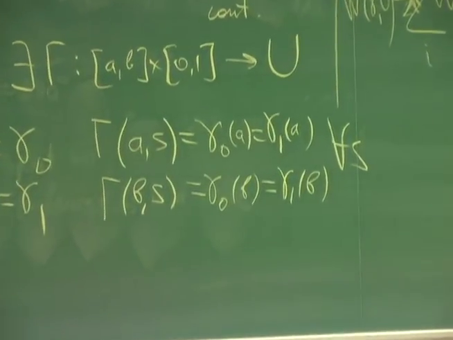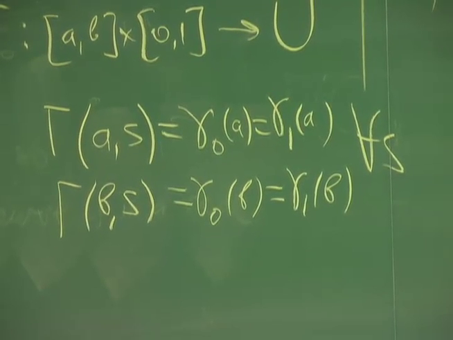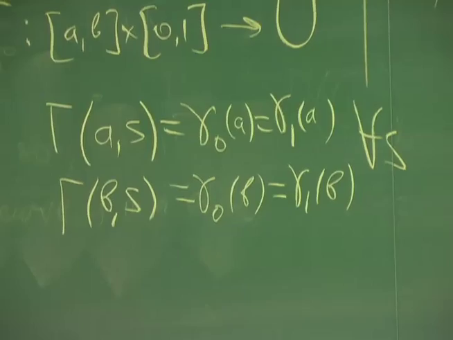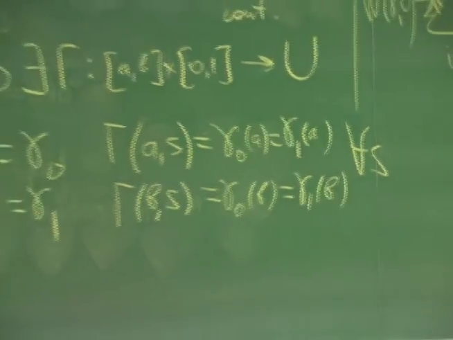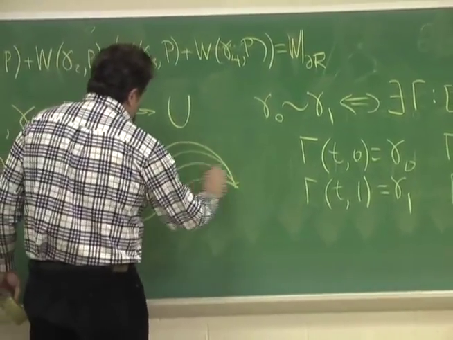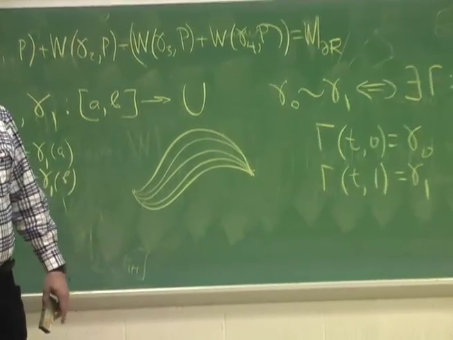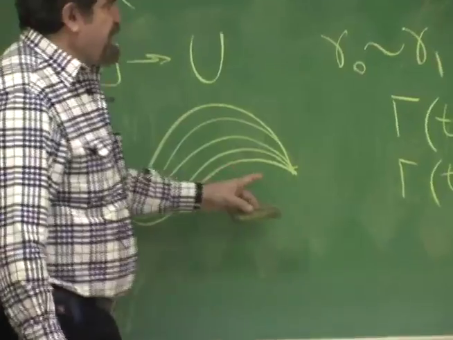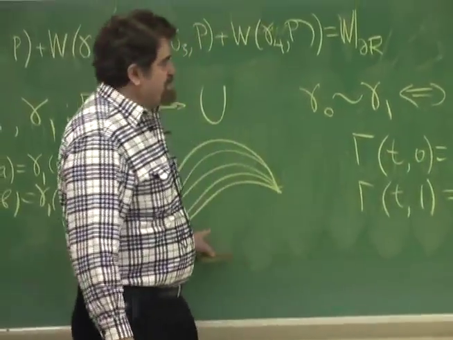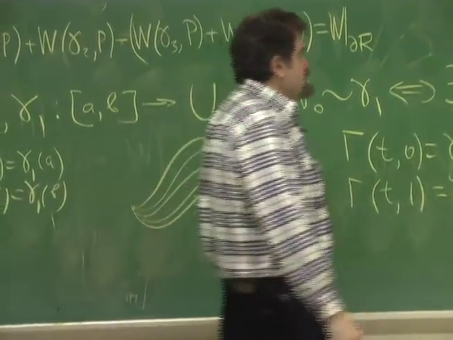Which means I have two curves, and I'm capable of interpolating between them. I have a whole family of curves between them. So if the parameter of the family is 0, I get one curve. If the parameter is 1, I get another. The only thing I want is for this mapping to be continuous.